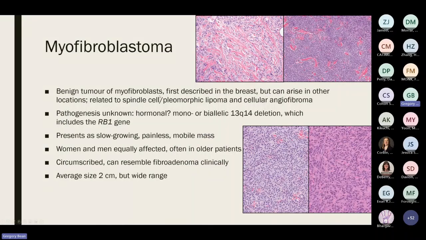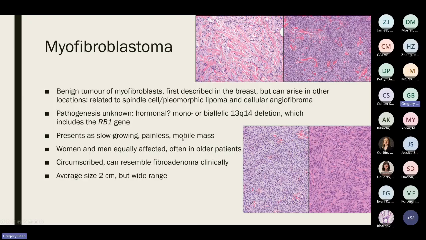Myofibroblastoma is a benign tumor of myofibroblasts, first described in the breast, but can arise in other locations. The pathogenesis is understudied, unknown, perhaps hormonal. It's been reported that there have been mono and biallelic 13q14 deletions, which include the RB1 and FOXO1A genes. Myofibroblastoma is kind of like the mass version of PASH.